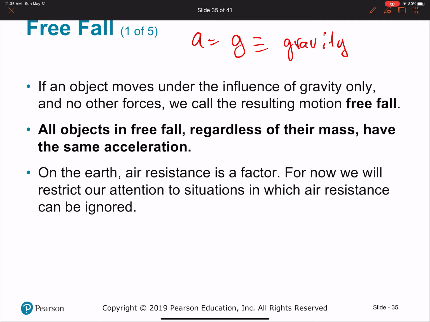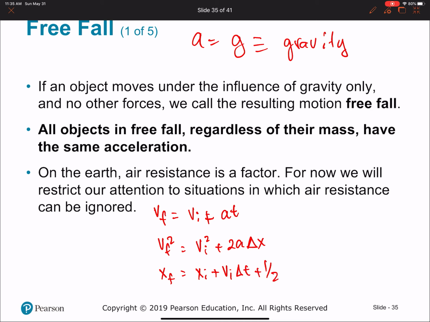Let's remind ourselves of those equations. We have the final velocity is equal to the initial velocity plus the acceleration times t. Then we have the final velocity squared is equal to the initial velocity squared plus 2 times the acceleration times the displacement. And then finally, you would have the final position is equal to the initial position plus the velocity times delta t plus 1/2 acceleration times delta t squared. So those are the three equations for constant acceleration.